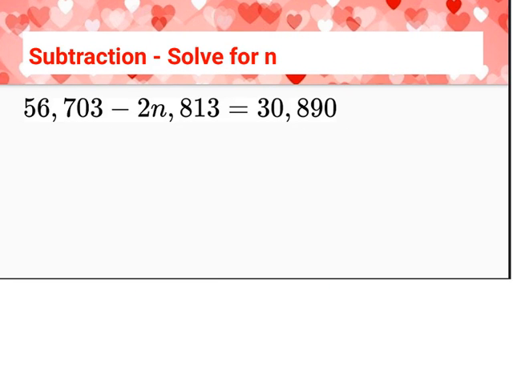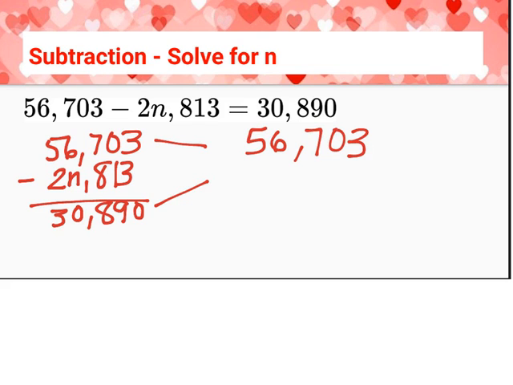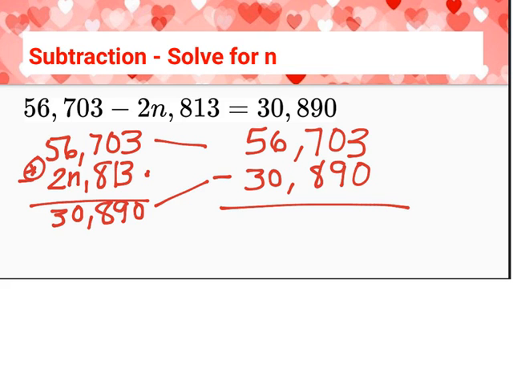All right, subtraction. We've got to solve for n. So I have 56,703 minus 20-something thousand 813, and it's going to equal 30,890. Okay, I'm going to use what I know. I know 56,703, I'm going to take away that 30,890, and that should give me this number right here, and then I can find out what n is.